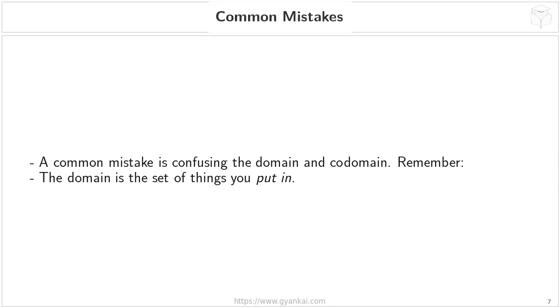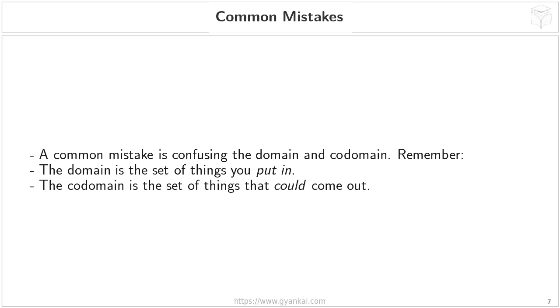Think of it like this. It's the set of things you put into the function to get an answer. The codomain, on the other hand, is the set of all possible outputs the function could produce. It's everything that might come out. It's crucial to remember the could part. The codomain isn't necessarily what does come out, just what can come out. So, to reiterate, the domain is what you put in, and the codomain is what could come out.